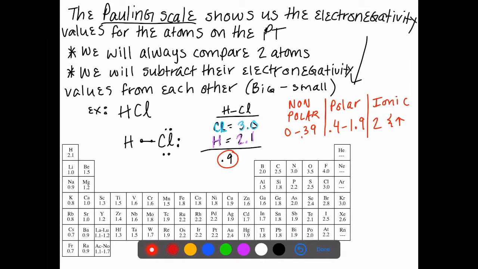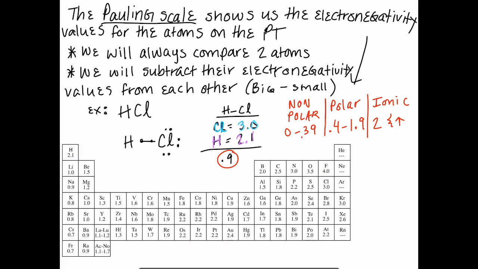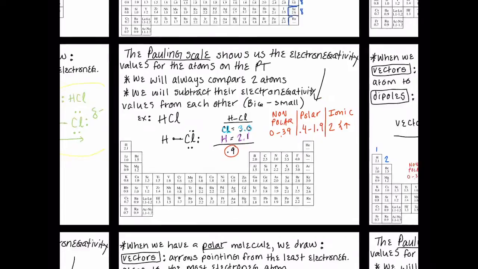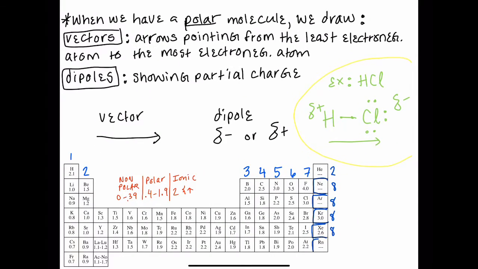These values are the Pauling scale values, and they tell us how electronegative an atom is. We're always going to look at 2 atoms at a time, and we're just going to do simple subtraction to see if they are polar, nonpolar, or ionic. And these are our values for polarity, nonpolarity, and ionic character.